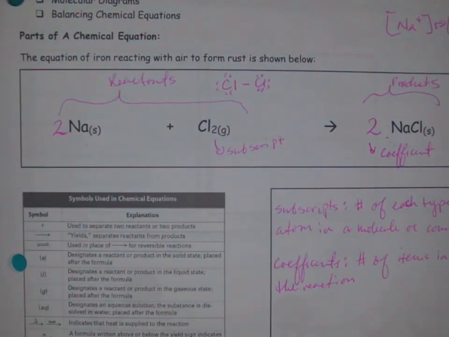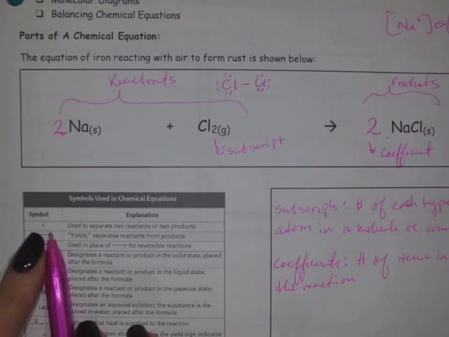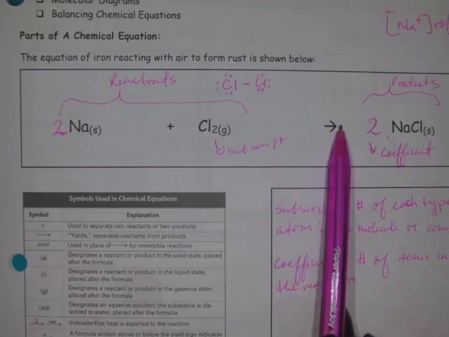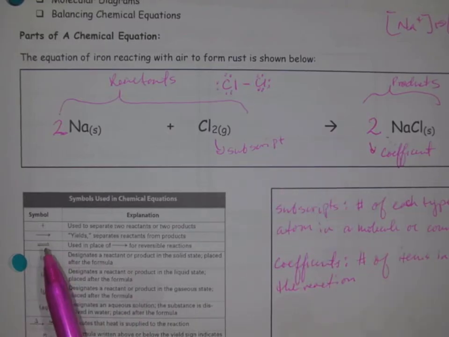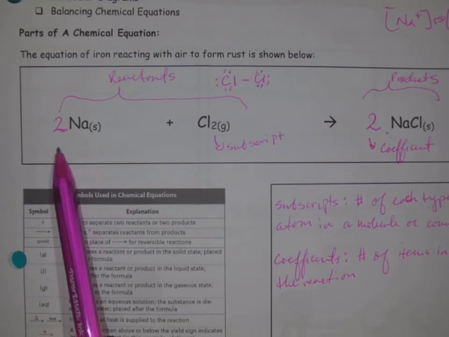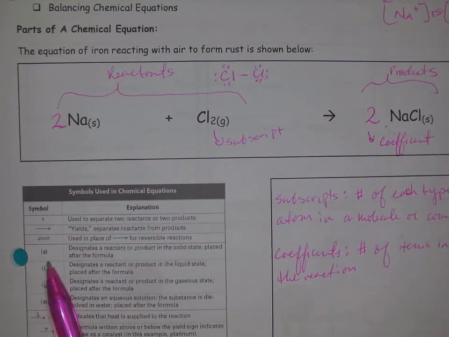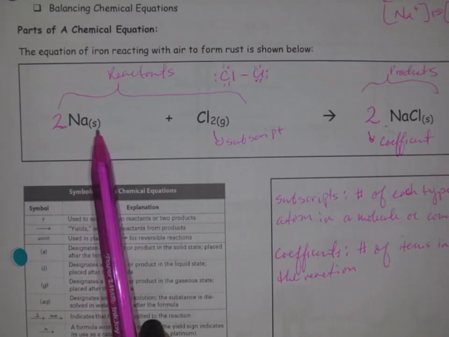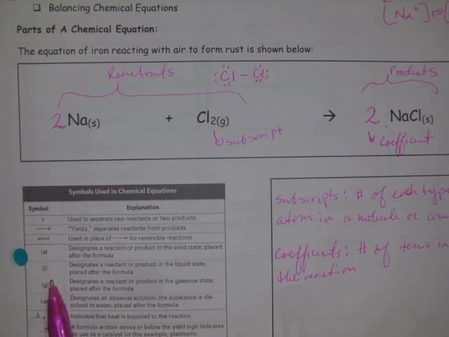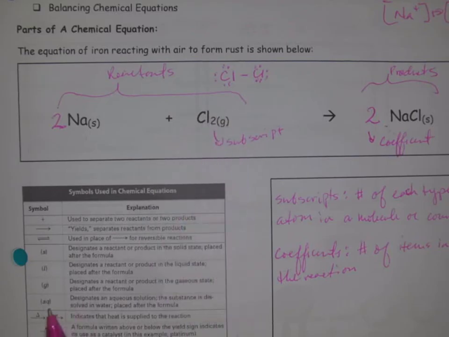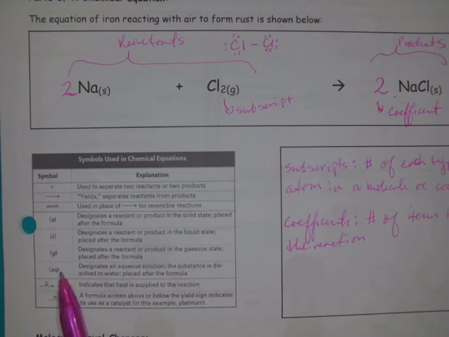Like I told you, the plus sign is used to separate reactants and products. The arrow is like a yields or produces. This double arrow is really cool. We're going to learn more about that either next unit or the unit after, I can't remember. Reversible reactions are reactions that go both forward and reverse. S means solid, so this sodium is solid. L is liquid. G is gas, so the chlorine is a gas. And AQ, aqueous, means dissolved in water. We're going to learn more about those later.